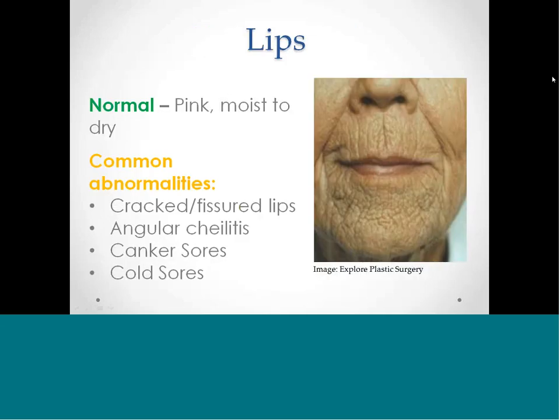Lips. Normal lips should appear pink and moist to slightly dry. Some common changes include cracked or fissured lips and angular cheilitis. Common abnormalities include canker sores and cold sores.